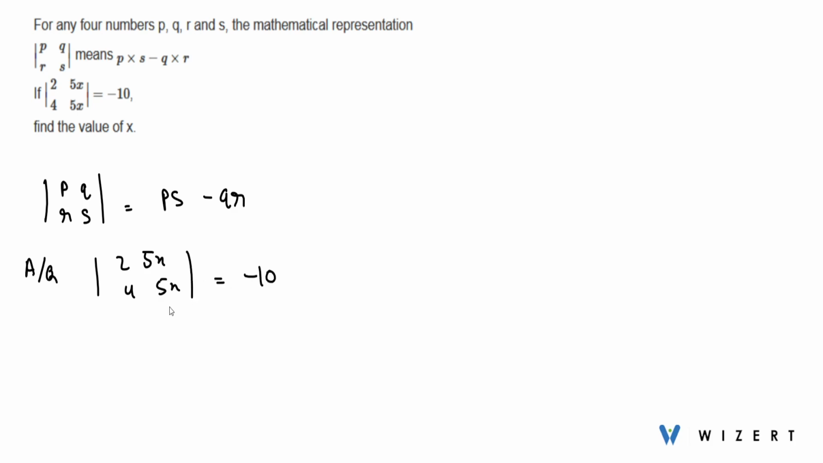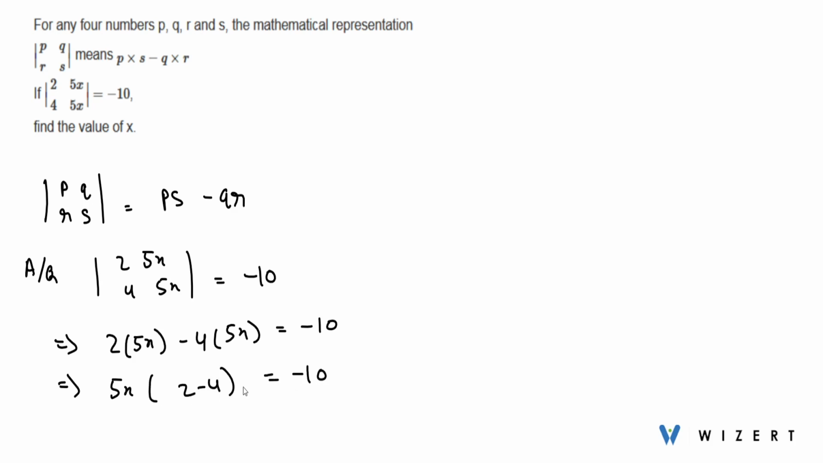minus of 10. So this expression over here can be written as 2 multiplied by 5x minus of 4 multiplied by 5x, which is equals minus of 10. So we can take 5x common from both the terms. So 5x multiplied by 2 minus 4, which is equals minus of 10. So minus of 10x equals minus of 10.